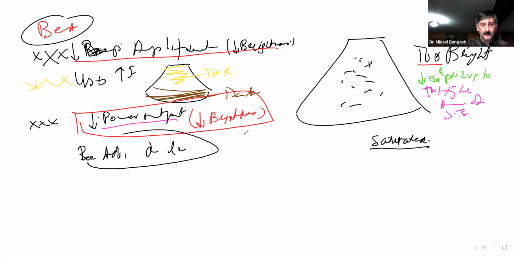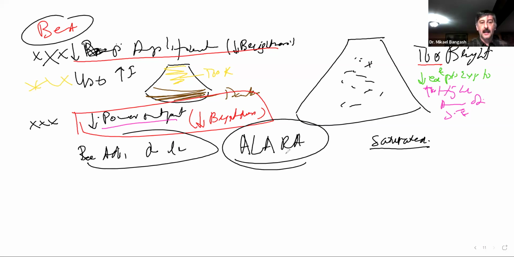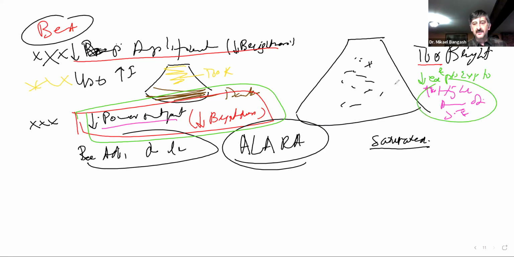But then, the answer here is mainly, also taking into consideration ALARA, which just makes reducing your power output the best option. Because what did you do? Not only did you deal with the too bright image, but you also reduced your patient's exposure.